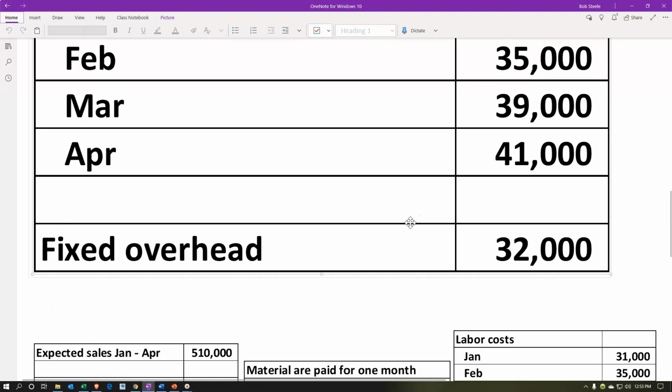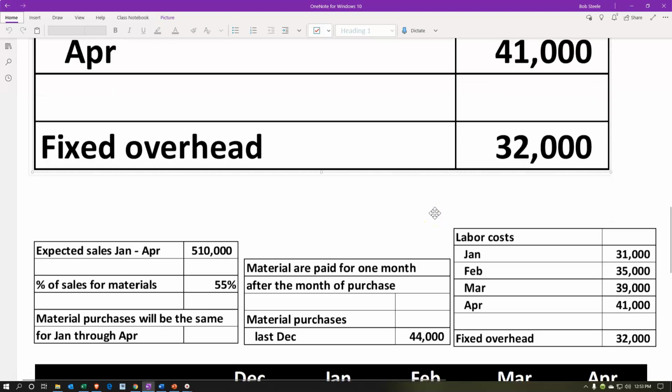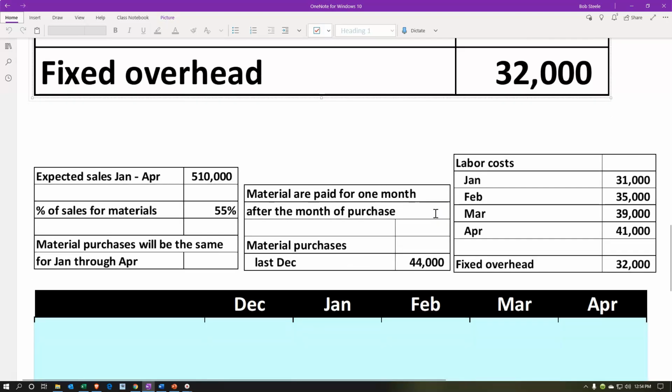And then we have the fixed overhead costs, another outflow, typically fixed, which is kind of easy for a cash flow statement, meaning we're going to have the same number going across for the cash flow budget or the projected cash flow outflow.